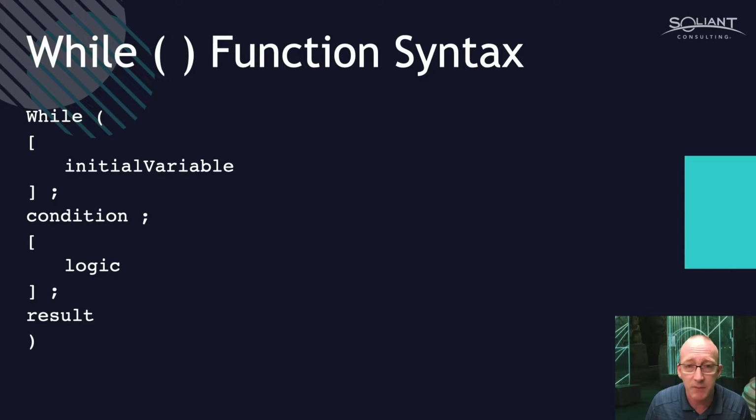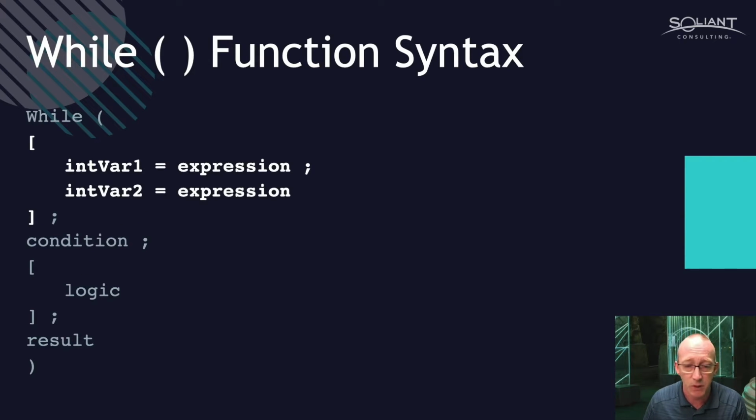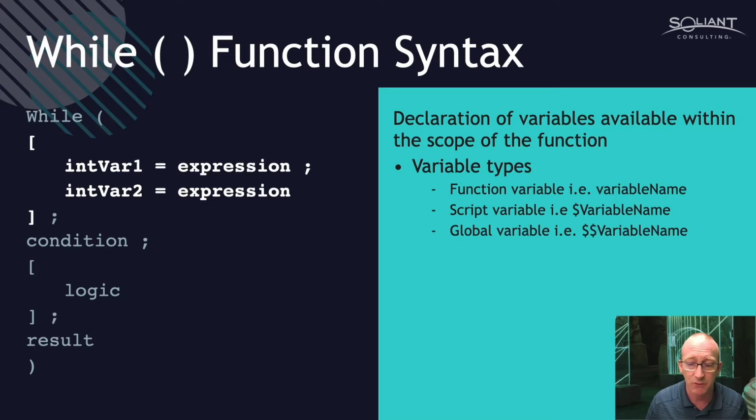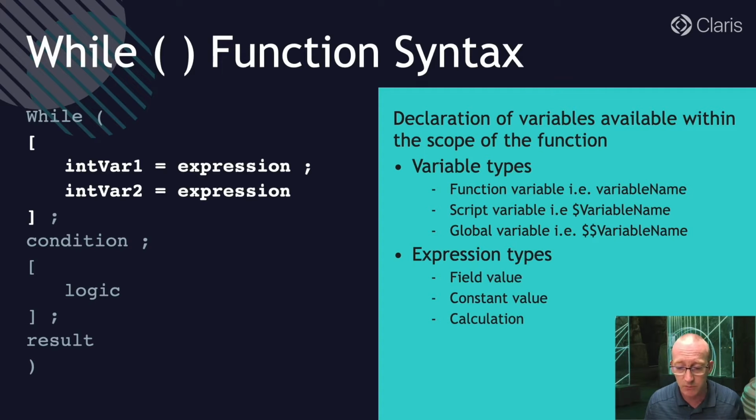Well, we'll start at the top inside the first set of square brackets, and those are the initial variables. You'll notice that that is the declaration of variables that are going to be available within the scope of the function. It takes on the look and feel of how you would set up a let function. So your variable types are function variables, your script variables, or your global variables. And then, of course, the expression types could be a field value, could be a constant value, or some calculation that uses any number of functions and fields and constants.